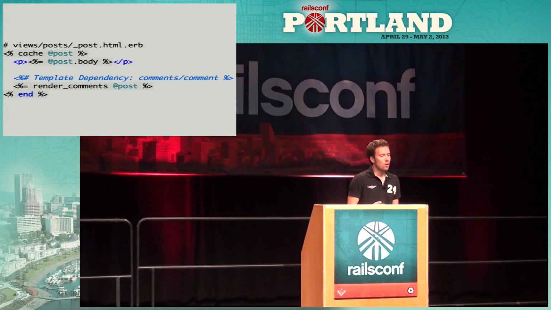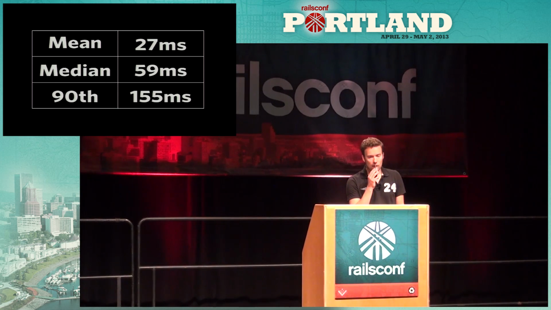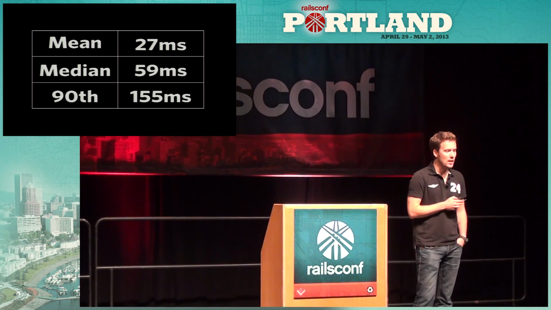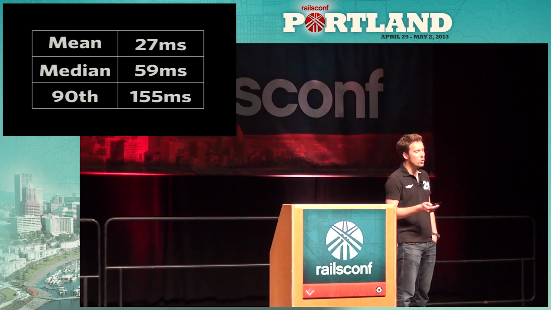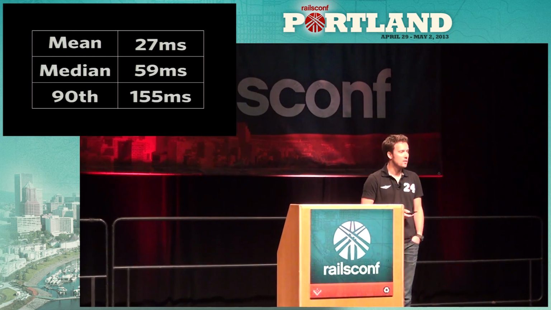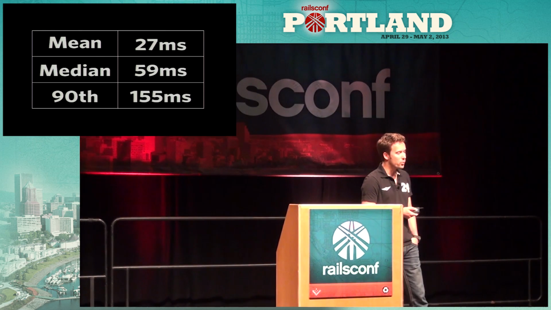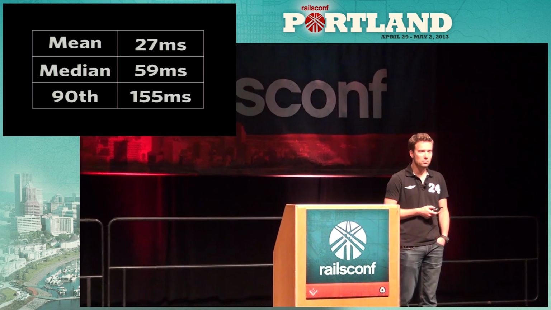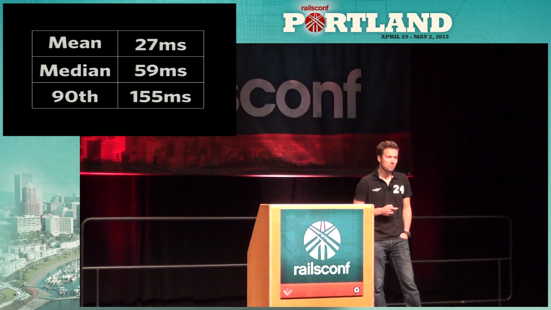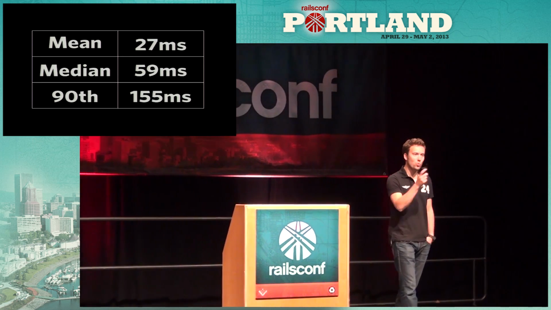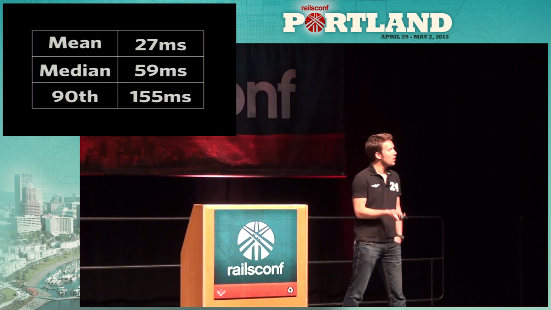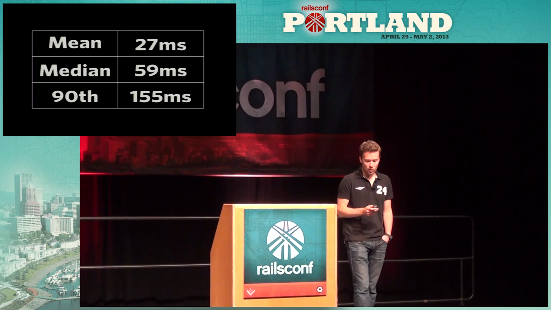So the result of all this is that these are the performance stats for Basecamp for last week. The mean response takes 27 milliseconds, median 59 milliseconds, and the 90th percentile 155. That's pretty fast. And it's fast because we're relying on all this caching stuff. And it's easy to work with because this caching stuff is no longer painful.